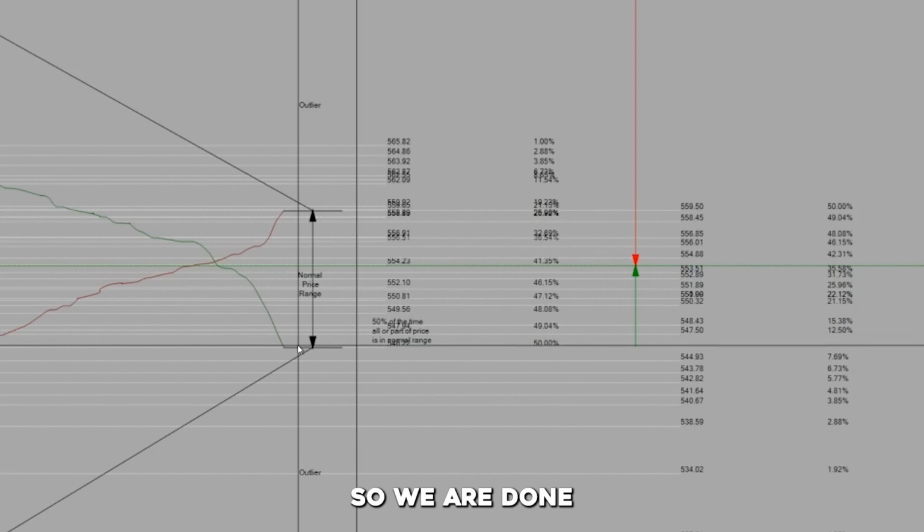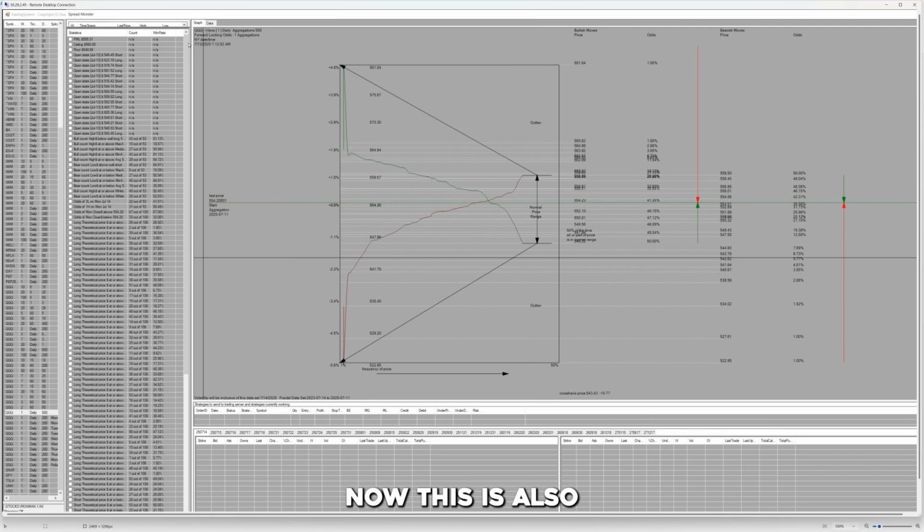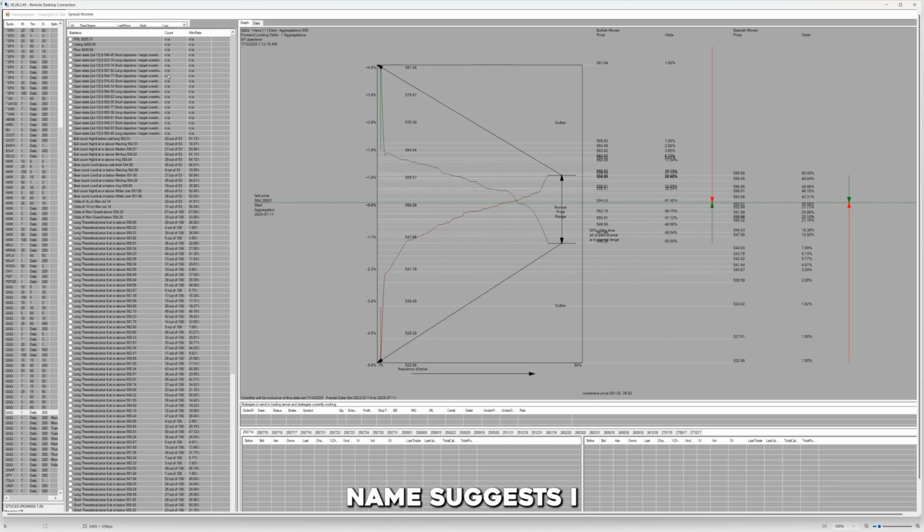So we are done with the explanation of these three main graphs. Now we can talk about the statistics. This is also a really important tool. As the name suggests, it basically gives you the odds.